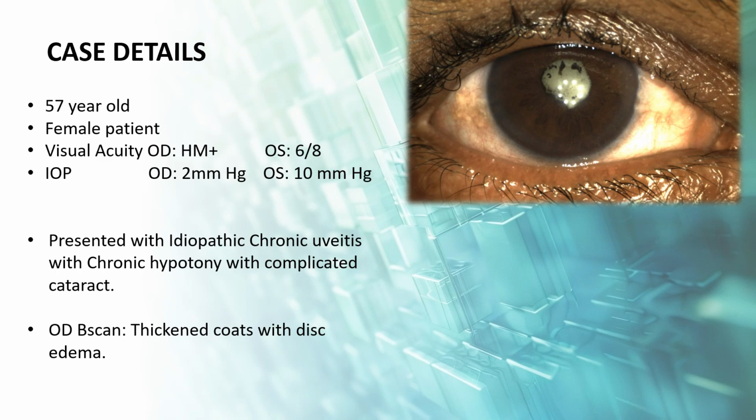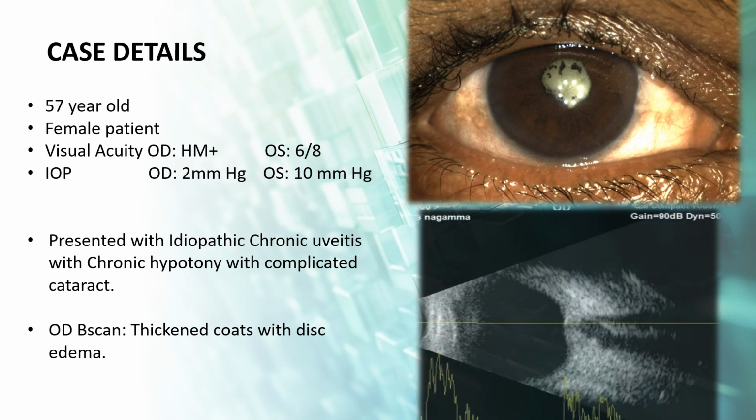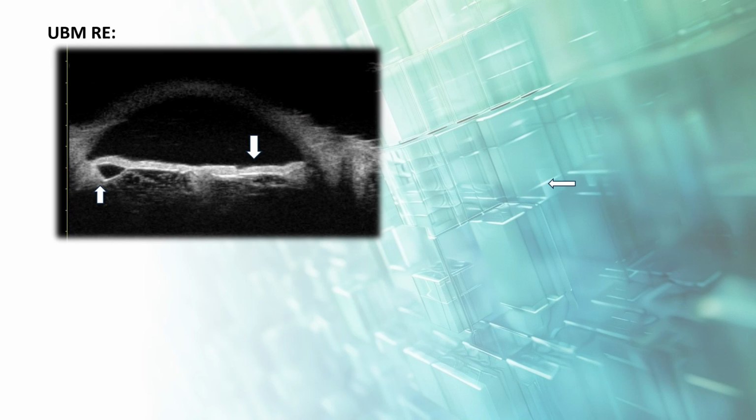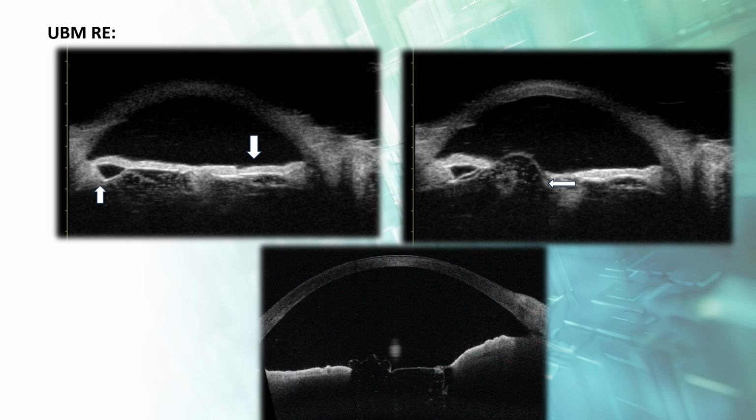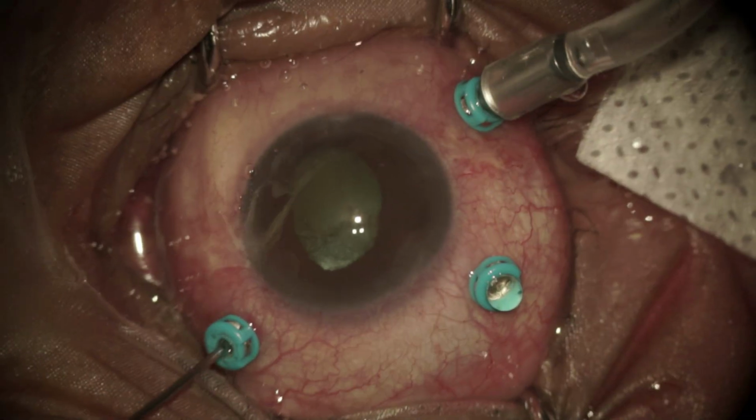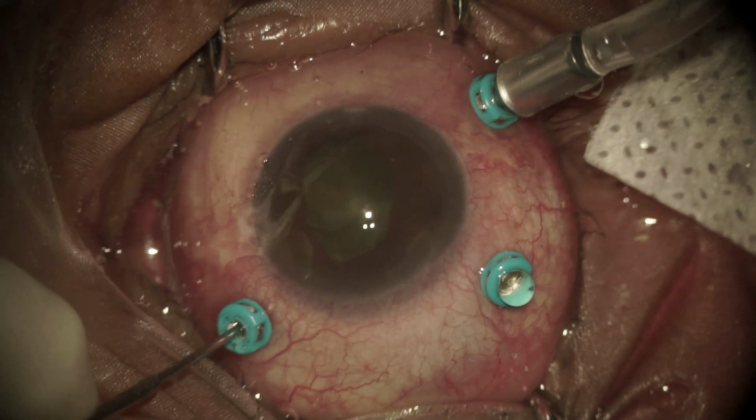B-scan showed thickened coats with disc edema. The patient underwent cataract surgery under cover of low-dose oral steroids. The UBM showed thickened ciliary body with blunted ciliary processes with membranes covering the surface. The posterior capsule is plastered to the iris with bulging of the vitreous phase, as is also seen on the anterior segment OCT. Hence, we decided to go ahead with the surgery.